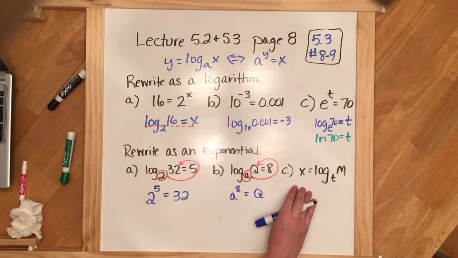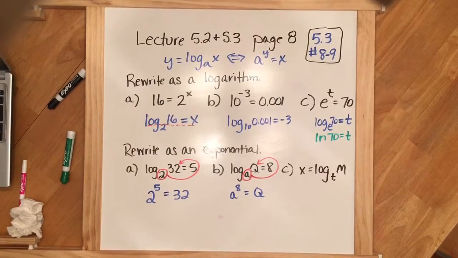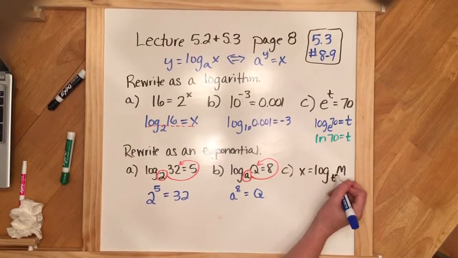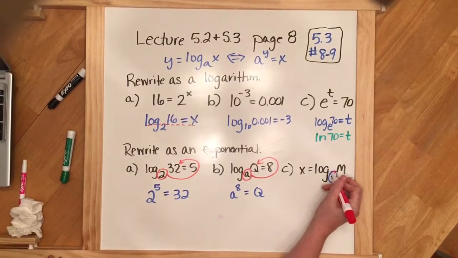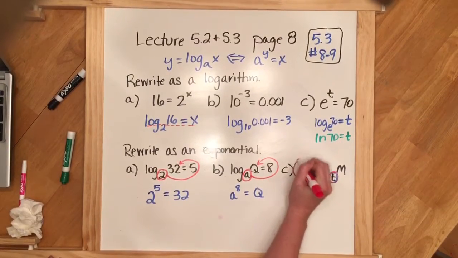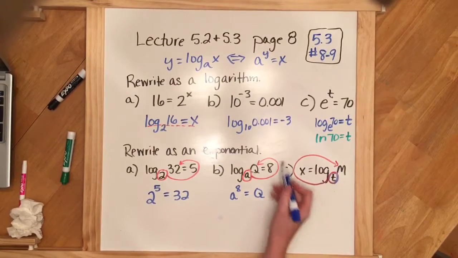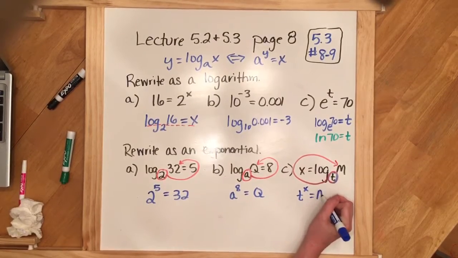And similarly here in letter C, we have X equals log base T of M, but we can see our constant is on the right side, so we're going to have to draw our arrow the other way. And this conversion means that T raised to the X power is equal to M.